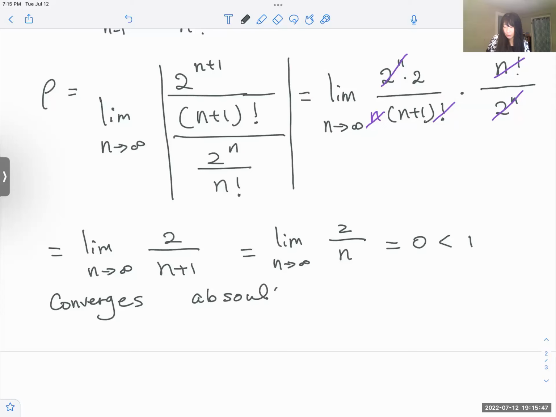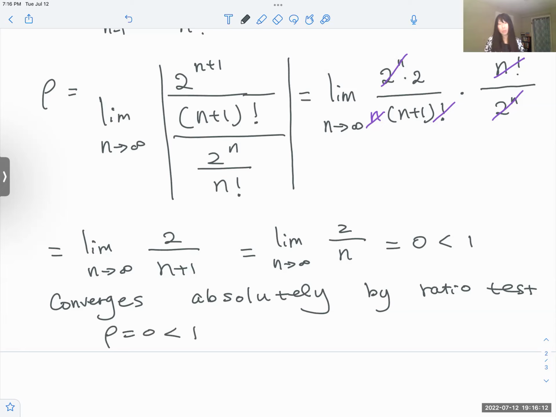All right, so we can say that it converges absolutely by the ratio test. Why? The rho is equal to 0, which is less than 1, okay?